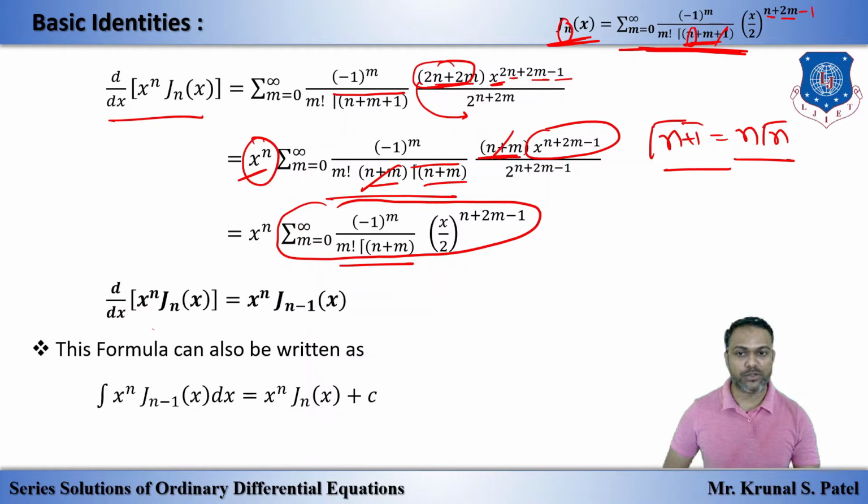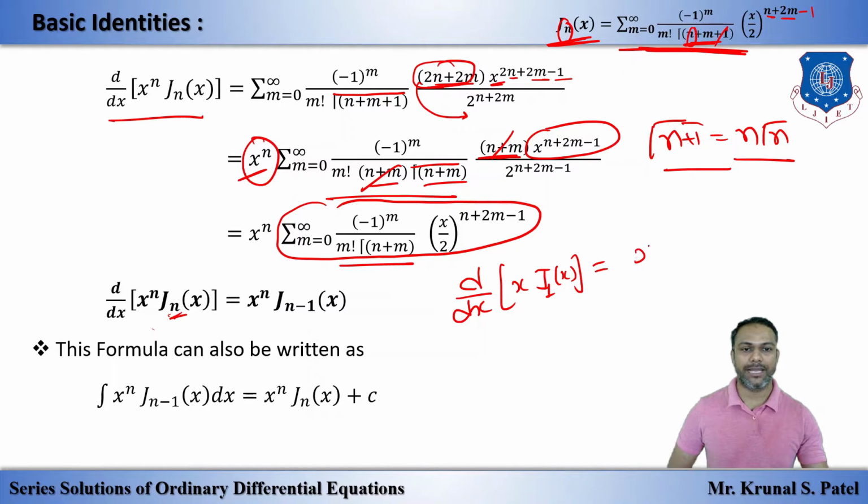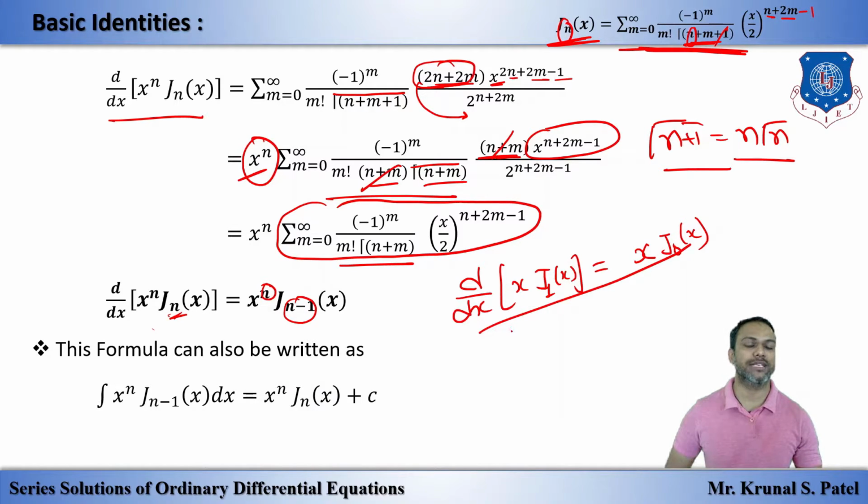From this you can also find the value of d by dx of x J1. If we put n equal to 1, then d by dx of x J1 of x is equal to x J0 of x, because if we put n equal to 1, x raised to 0 is 1, and this is 0. So we can use this somewhere whenever we require.